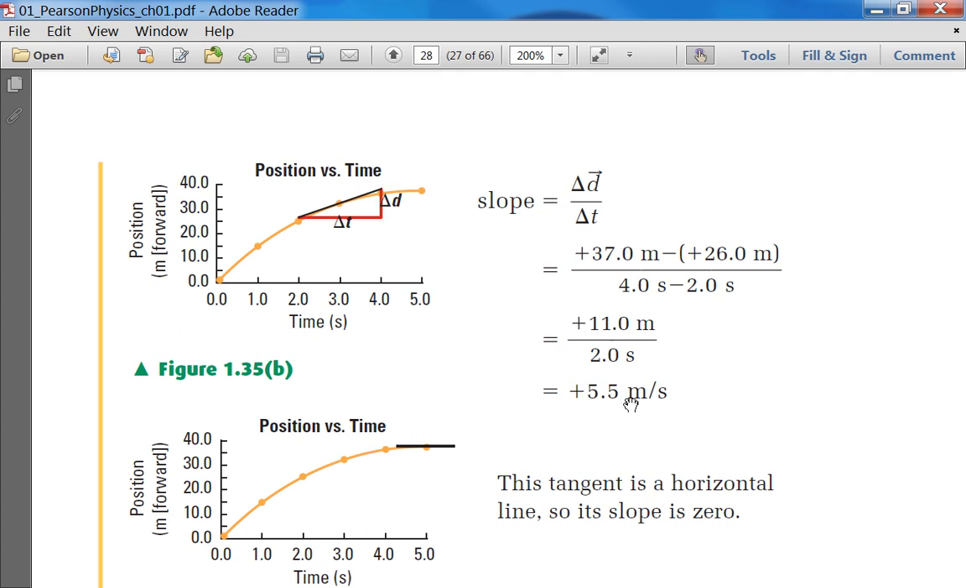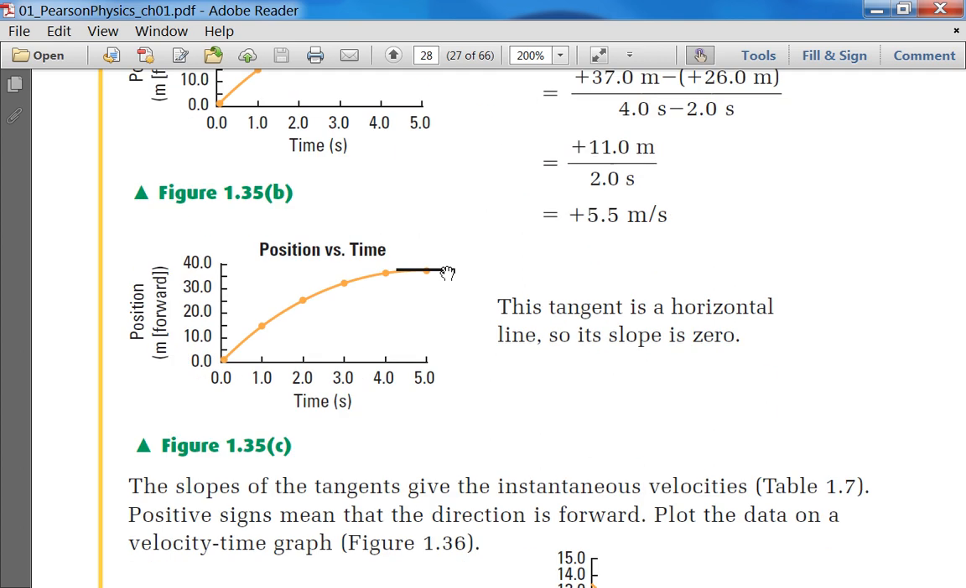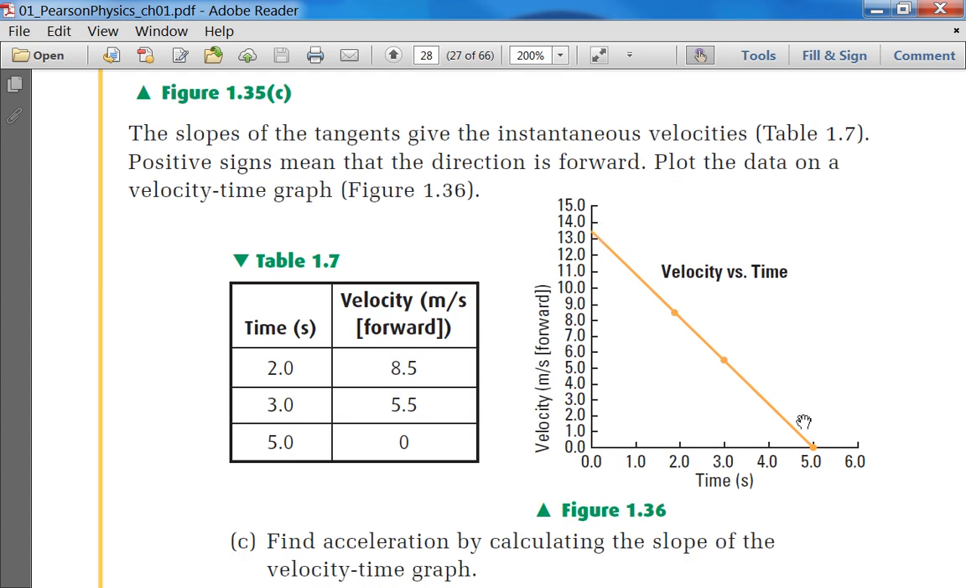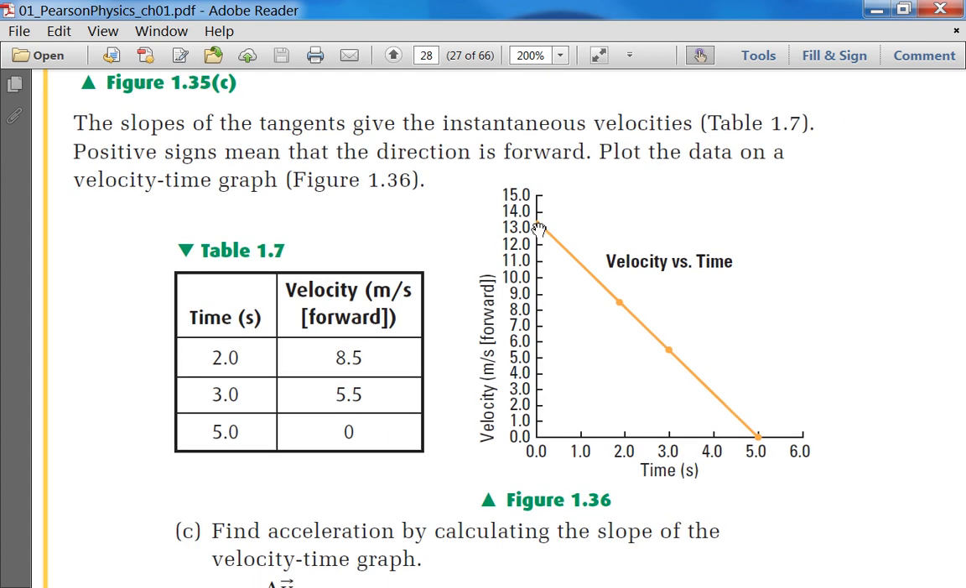So what can you tell about the speed? The speed is decreasing, so okay, it must have some sort of negative acceleration. And then what happens up at 5? The slope of the tangent line is flat, so it's stopped. Okay, and then here's the corresponding velocity time graph. Notice that the velocity time graph is linear.